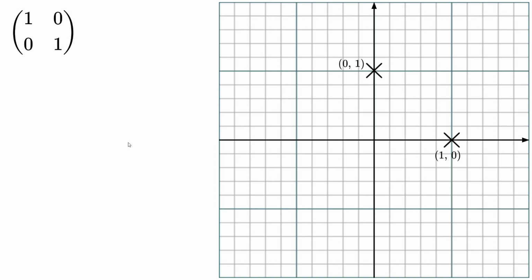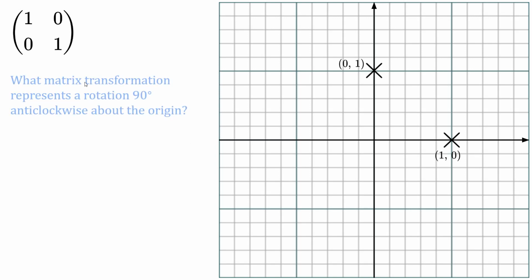Draw on your identity matrix again on the graph. 1, 0, start with this point, and then 0, 1. What matrix transformation represents a rotation 90 degrees anti-clockwise about the origin? Okay, so this one's also a little bit tricky to imagine, but it's not too much extra work.